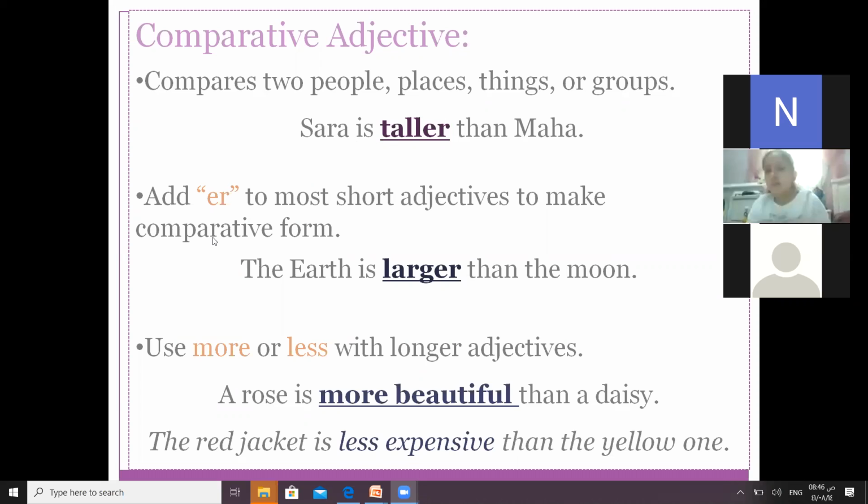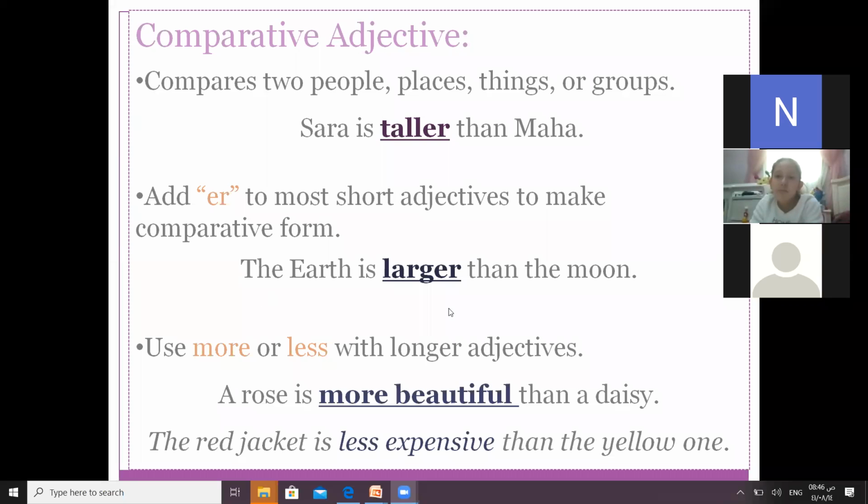Now, when we want to compare between two nouns, what shall we do to the adjective? Add ER to most short adjectives to make the comparative form. If my adjective has one or two syllables, I will add ER when I'm comparing between two, like here, taller. Let's have another example.